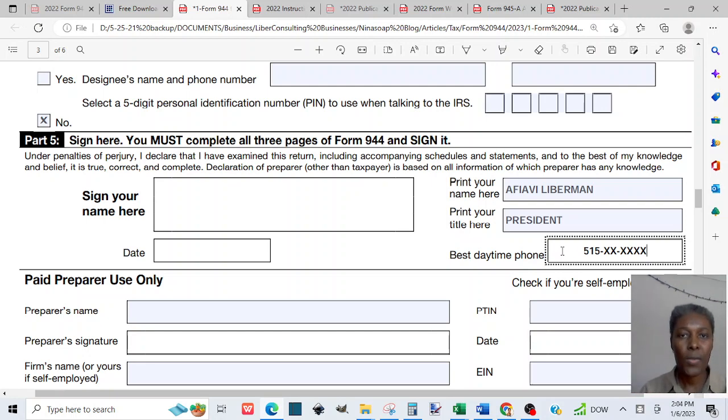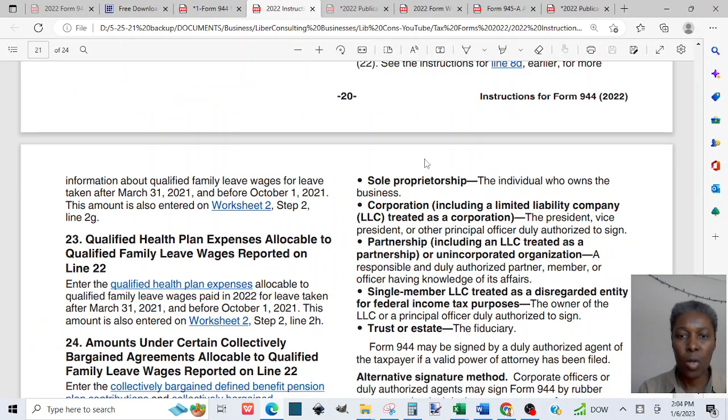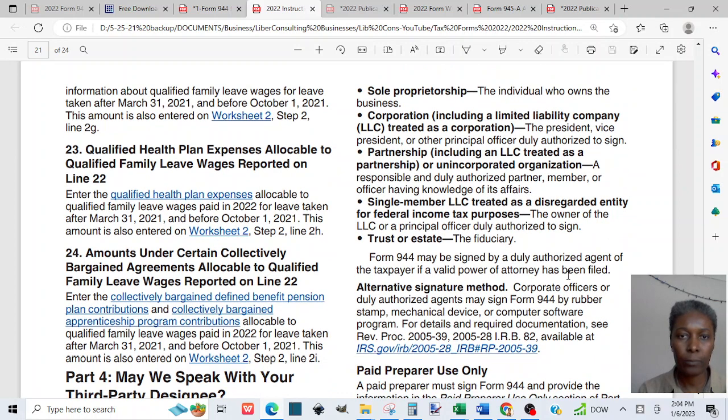Who is authorized to sign Form 944? You'll find more detail on page 21 of the IRS Instructions for Form 944. If you are a sole proprietor, that's you, the owner, who will sign. You put your name, your title, and when you print the form out, you will sign it and date it.